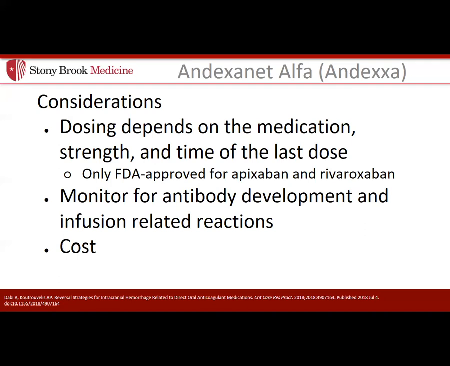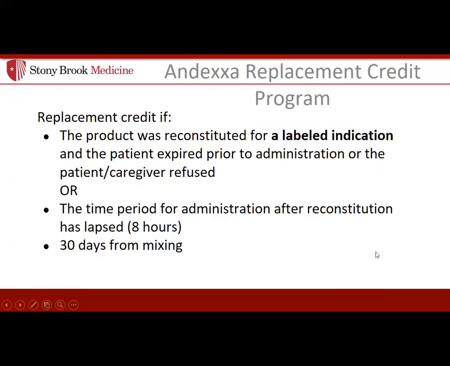You also have to monitor for antibody development and infusion-related reactions. And again, the cost itself. So the manufacturer did come out with this Andexxa replacement credit program, and you can get credit. They have very specific ways you can get credit. So one of them is if the product was reconstituted for a labeled indication, meaning if it was for an apixaban or rivaroxaban induced bleed, and the patient expired before the administration, or the patient for some reason refused before administration, that's one way you can request a replacement credit.